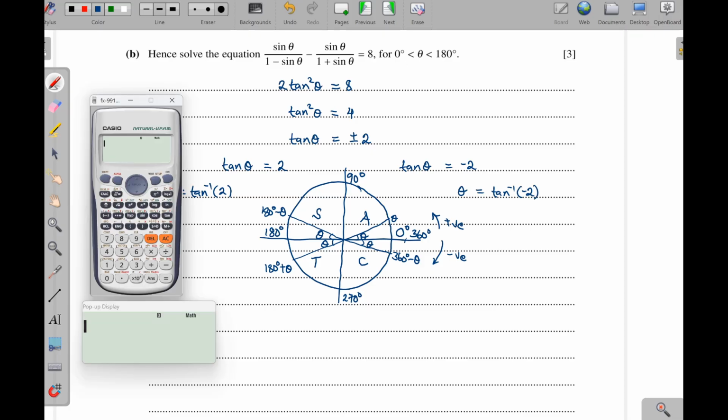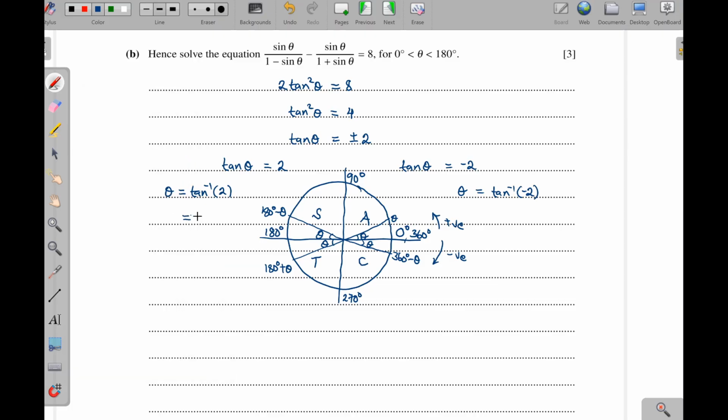Your calculator must be in degrees because the domain is given in degrees, okay, from 0 to 180. So shift, then tan, and then we put a 2. That will be 63.4 degrees. So that is the first one.